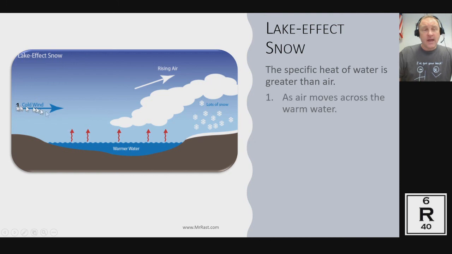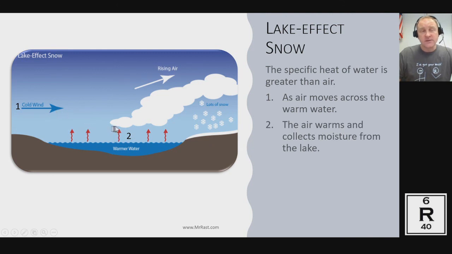And so as cold wind blows across and it gets towards the water, it starts to go across the warm water. The air warms and collects moisture at the lake. So this cold air blows, it gets to a lake, and it starts warming up. And as it warms up, the particles in the air start moving faster. The faster they move, the further apart they get. And the further apart they get per volume means it's less dense. So this less dense warm air starts to rise, and cold air replaces it.